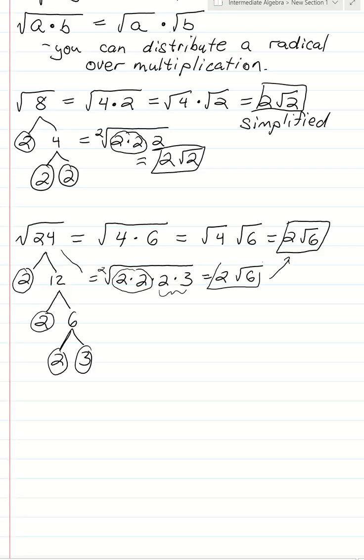Okay? So that's just using a different approach to simplify the square root of 24. Let's try another example.